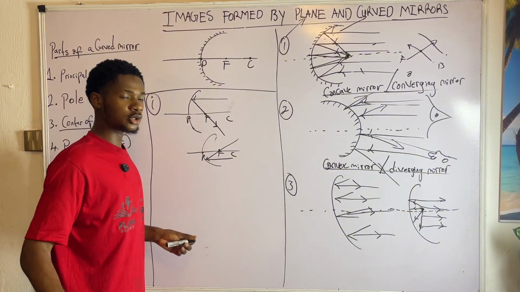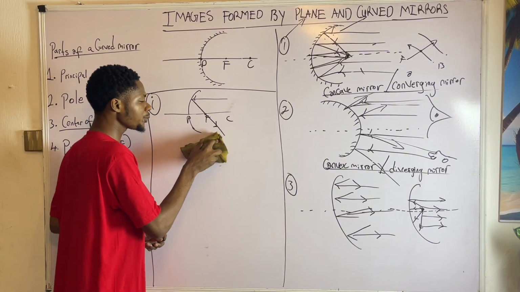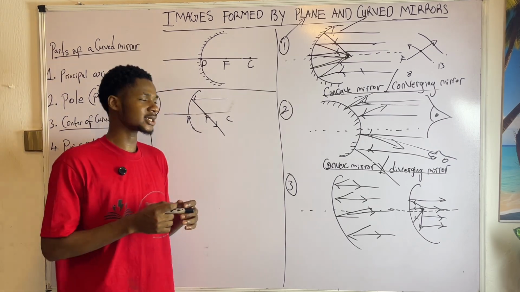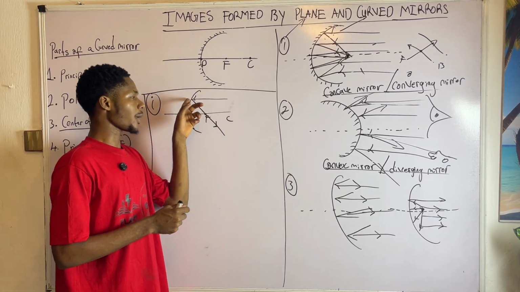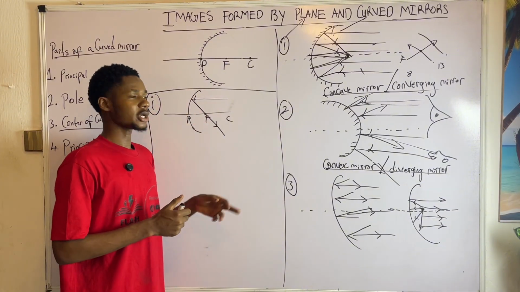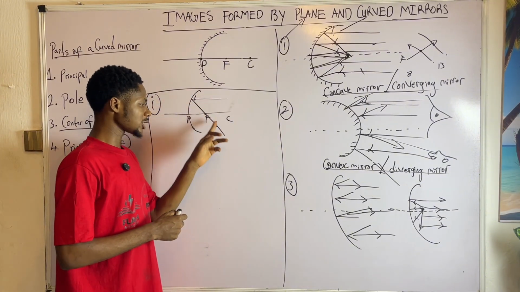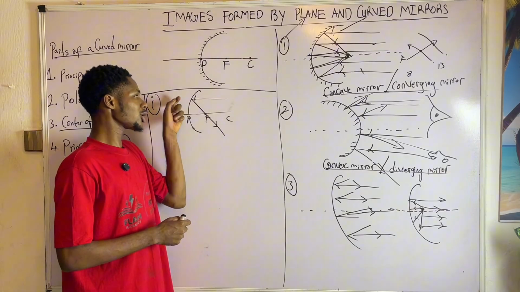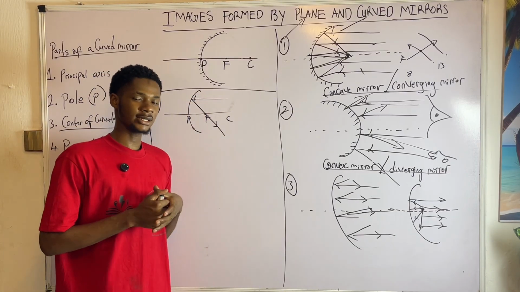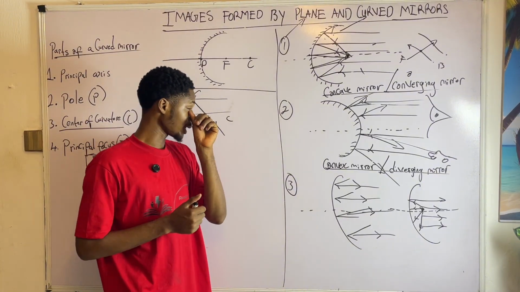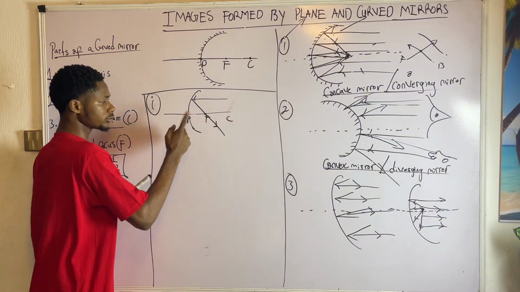Now the reason why this is true is because of the principle of reversibility of light. The principle of reversibility of light states that if light can travel through one path, the reflected ray can also travel through that same path. So if this ray is coming like this and it has passed through the path, it means if we are to shine light through this path, it's also going to reflect through like this. That's the principle of reversibility of light. Now take note of that.